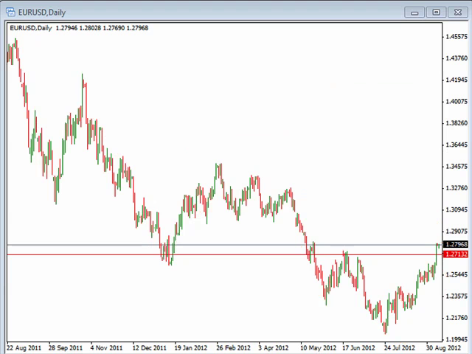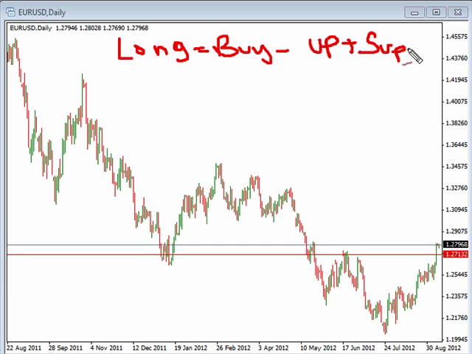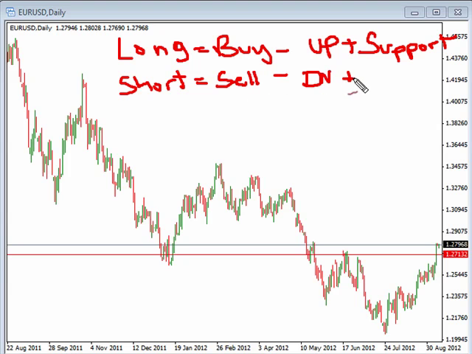So we'll clear this up, but I wanted to put one more thing on here. When we're looking to enter a trade, when we want to go long the position, meaning we're going to be buying the position, so buy or go long is the same thing, we want to be in an uptrend, plus we want to be at support. If we are looking to go short, or in other words, sell the position, we want the trend to be going down plus near resistance.